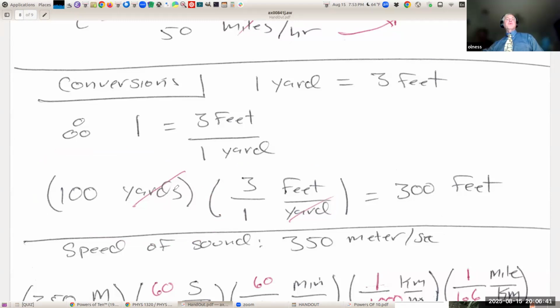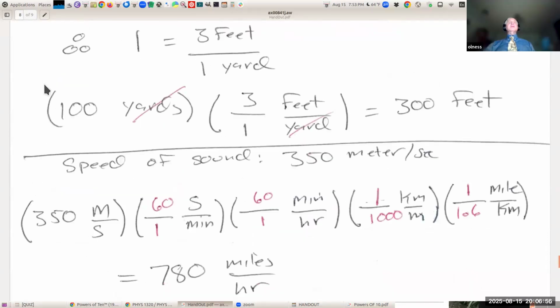Because here I want to get rid of yards, so I have yards upstairs. If I put yards downstairs, that will cancel, and that leaves me with feet. So let me do a slightly more complicated one. And I invite you to take a close look at this, because I'm actually going to ask you something like this on the quiz on Thursday.